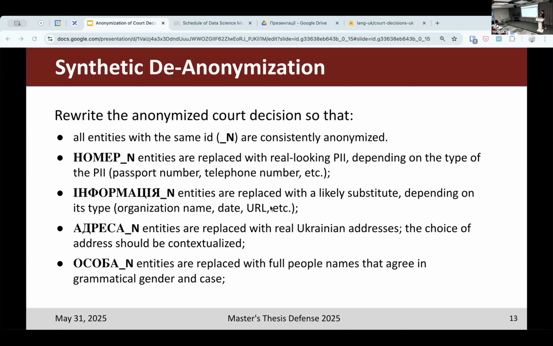And basically, to synthetically anonymize data like this, we created a solution that tries to accomplish these 5 requirements. One of them is that all entities with the same ID should be consistently de-anonymized. Then, and some misspell on the slide, sorry. And then number and information entity should be replaced with likely structures. So we have to guess what's behind them. Then address should be replaced with a real Ukrainian address from the database that we obtain. And sub-entities should be replaced with full people names that agree in grammatical case and gender throughout the court decision.